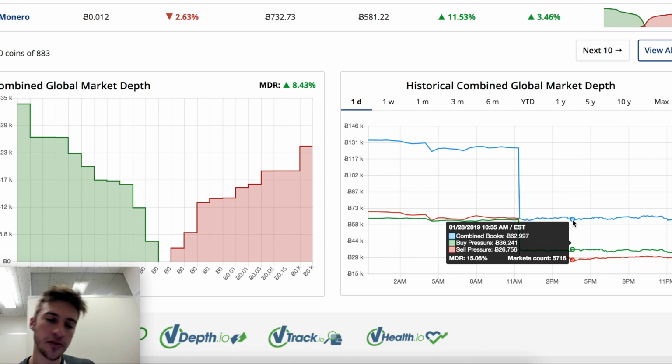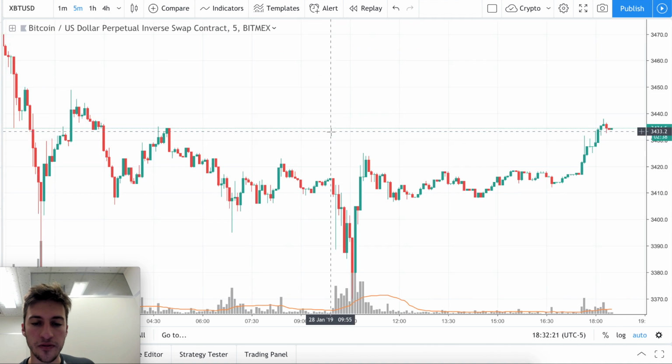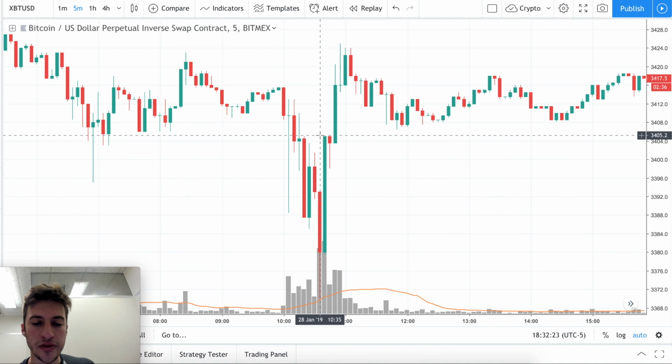Now, if we go back to 10:35 and see when the MDR had gotten crazy bullish at plus 15%, 10:35 was here at the very bottom.